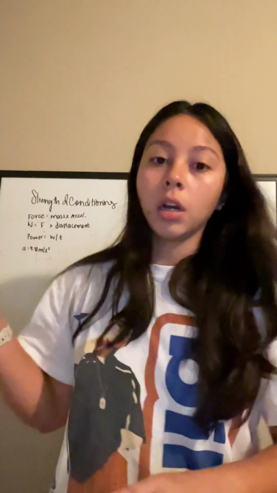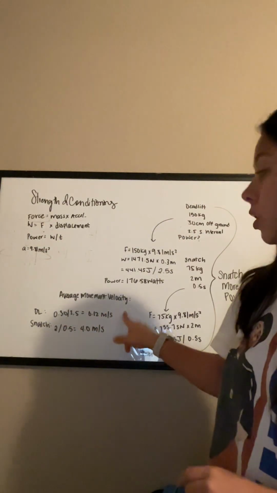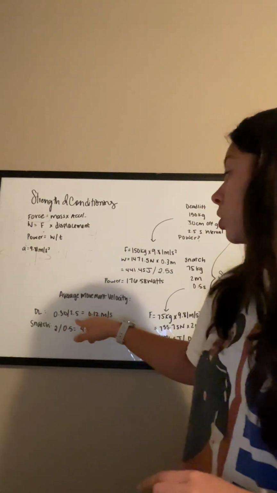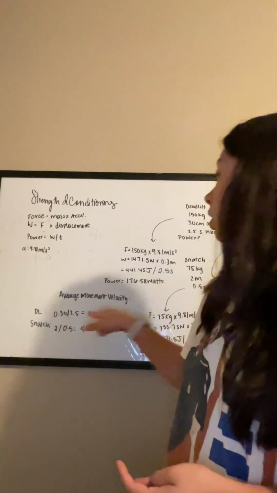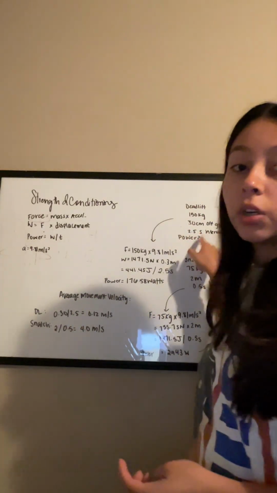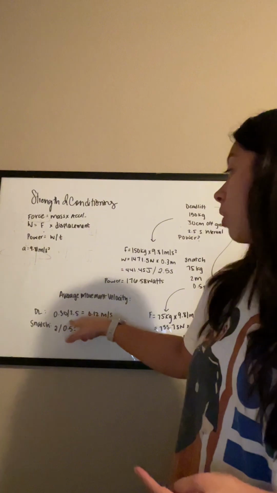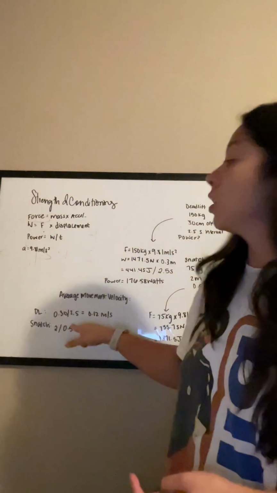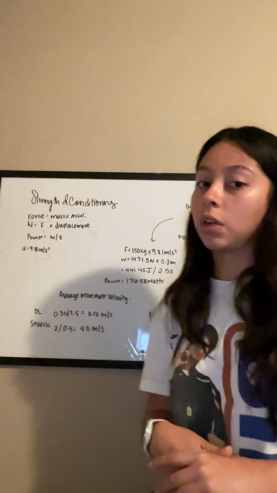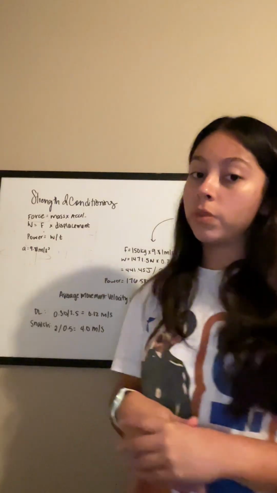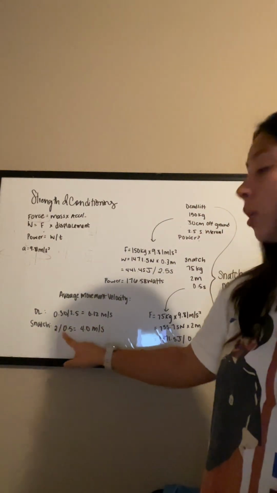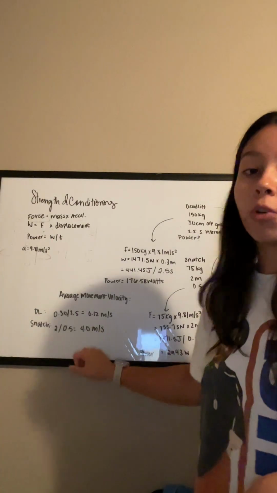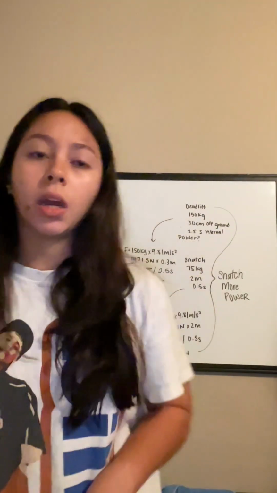And then another thing we have to solve for is our average movement velocity. For the deadlift, you would just need to find meters per second, that's velocity. So it's 0.30 meters of movement divided by 2.5 seconds, and that gives us 0.12 meters per second for the average movement velocity. And then for the snatch, it was 2 meters divided by 0.5 seconds, and that gives us 4.0 meters per second for the average velocity.